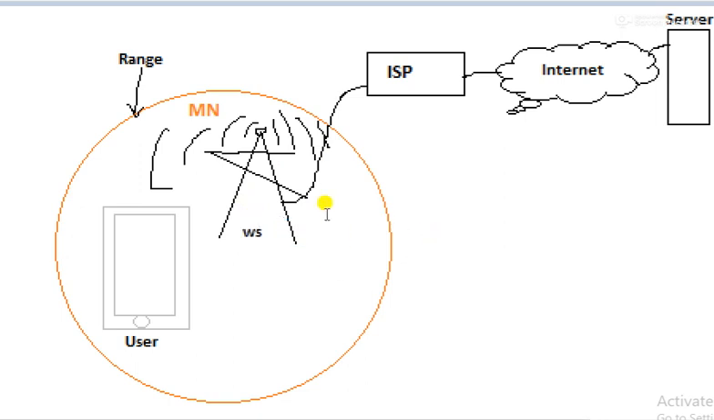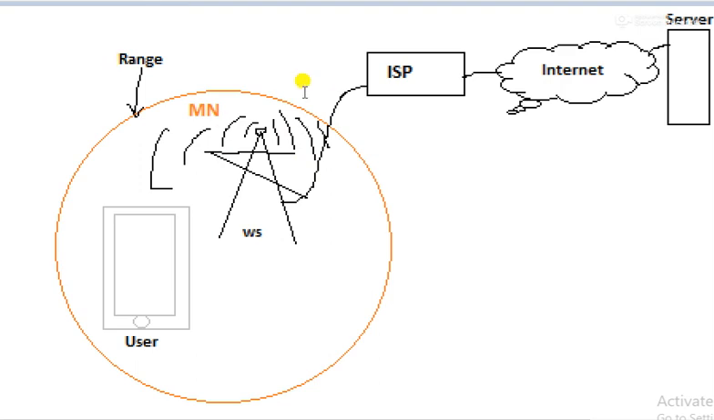So in this case, when this mobile device is turned on, first of all it will try to deliver the request to the nearest wireless station. From this wireless station, this request will be again delivered to the internet service provider. The internet service provider will try to provide the network access through this available wireless station to that particular end device.